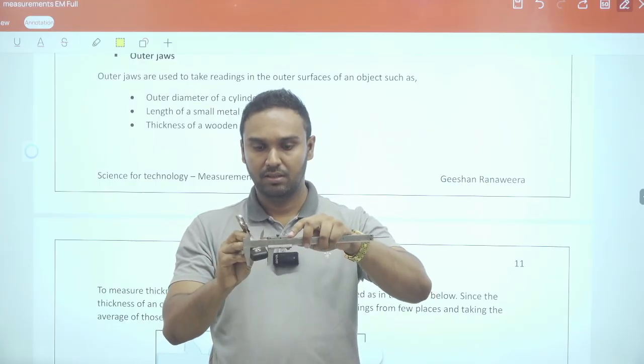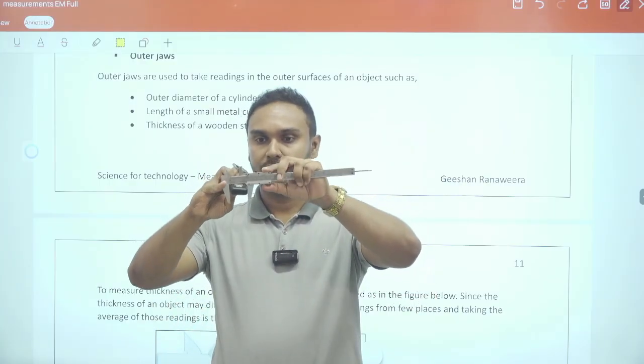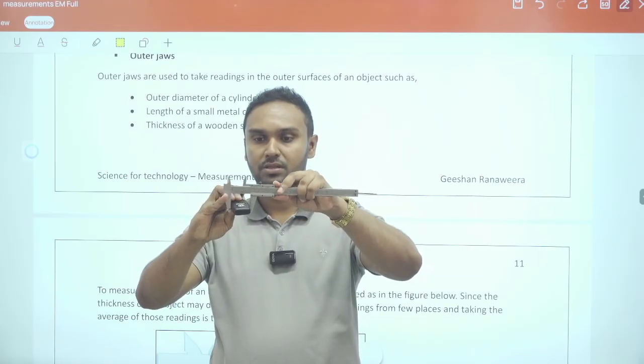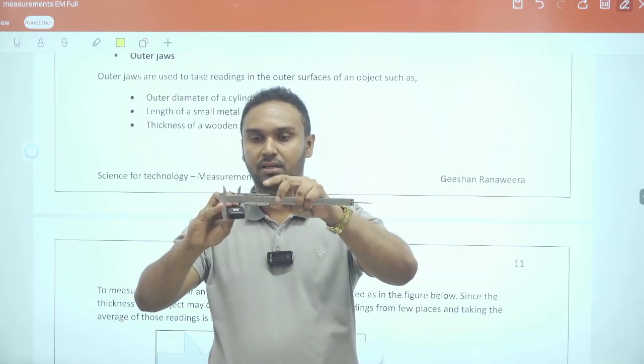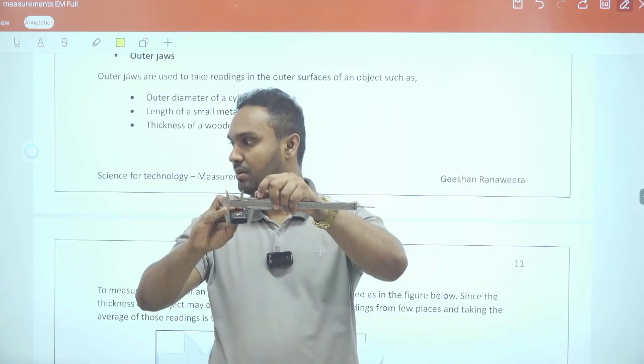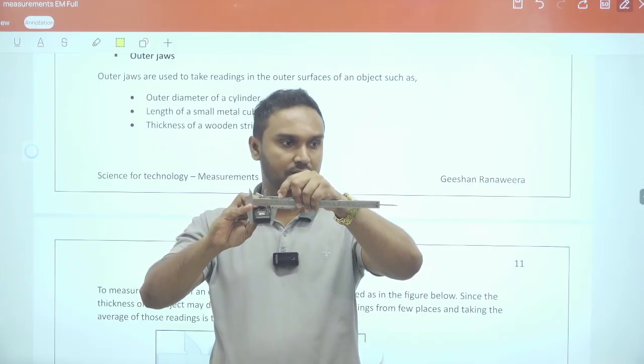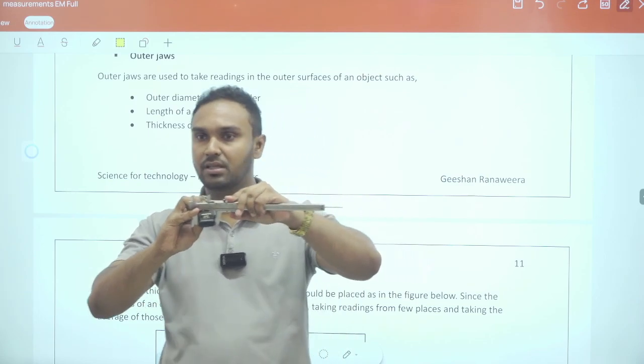Like this. You keep it in between the two jaws, you stick it, and you lock the screw, then you take the measurements, right? So that is using the outer jaws.